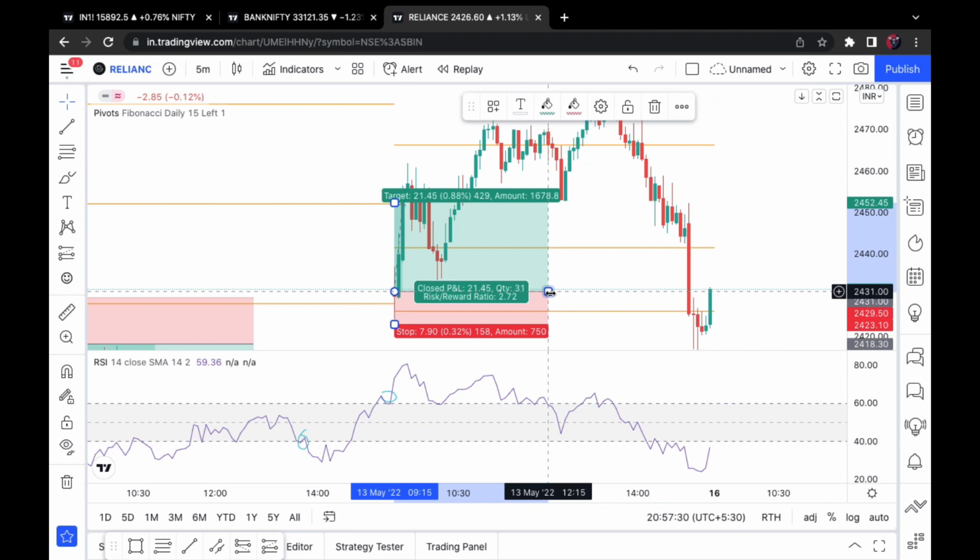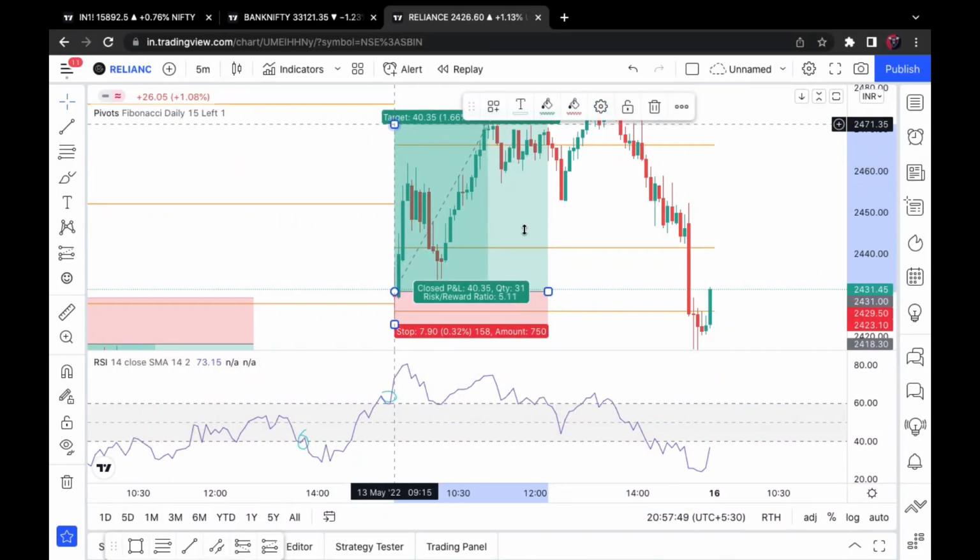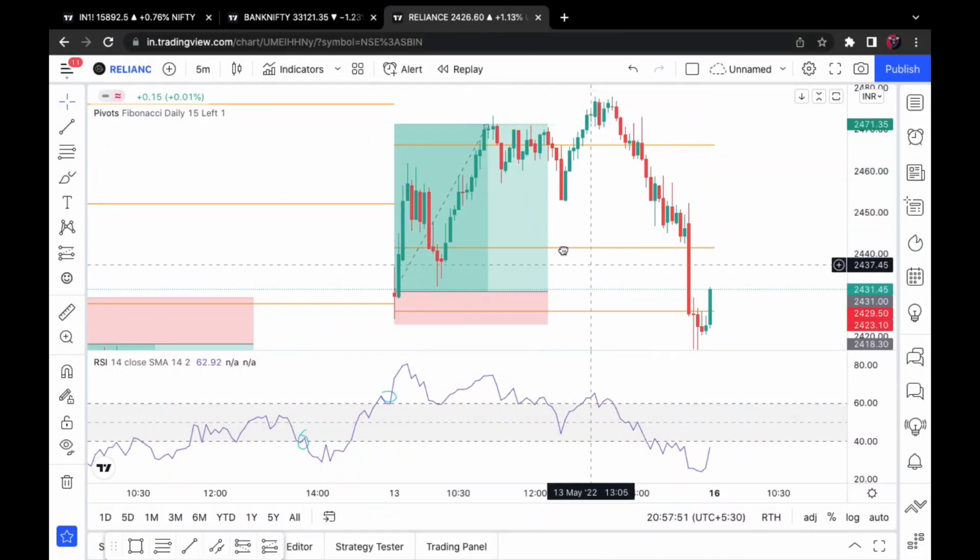Initially you don't need to chase 1:3 or 1:4. The 1:2 target is more than enough if you are a beginner. And after you get enough experience through this strategy, then you can trail your SL. So as you can see, 1:4, 1:5 achieved.